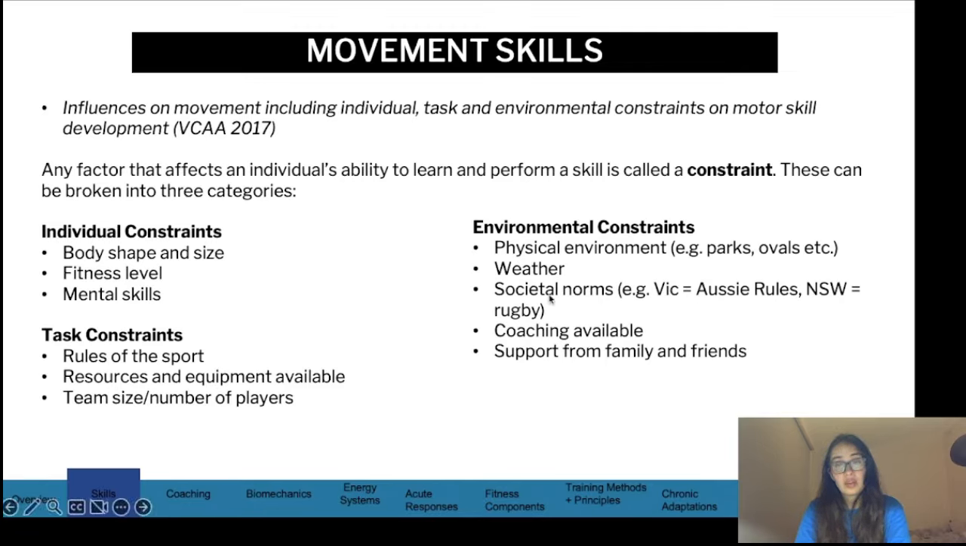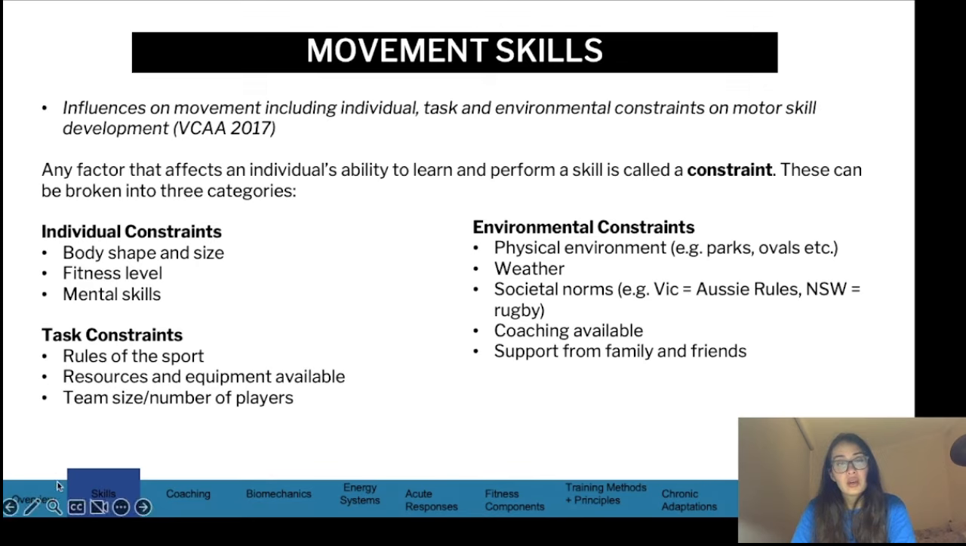We also have environmental constraints, which include things such as physical environment, weather, societal norms, as well as coaching available and support from family and friends. So it is really important that you can identify perhaps three from each of these categories. Individual constraints are pretty much traits or characteristics about a person. So things such as body shape and size, fitness level, mental skills, cognitive ability, concentration, stuff like that would all be considered individual constraints. Task constraints are things which you can quite easily modify.